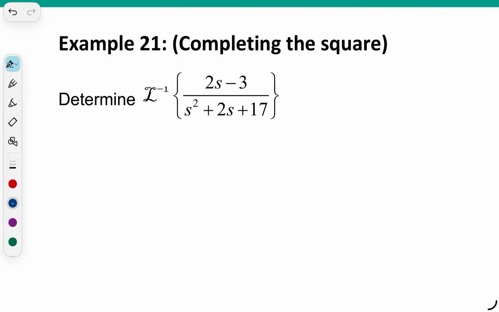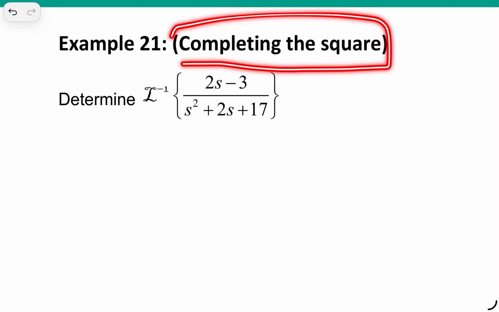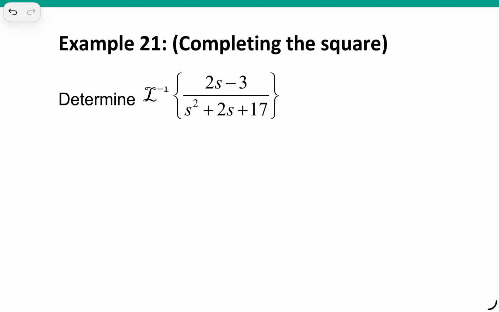There will be a situation where the quadratic equation given to us is not factorizable. You cannot factorize the quadratic equation. So when we have this situation, the alternative method that we can use is completing the square. There is a formula for completing the square, but I don't really remember the formula.